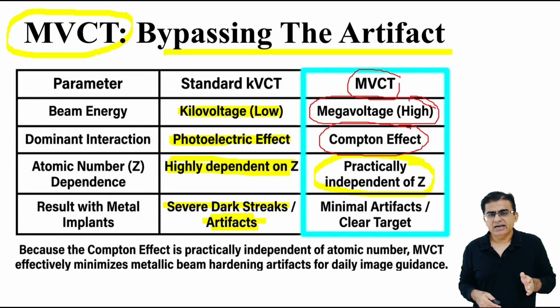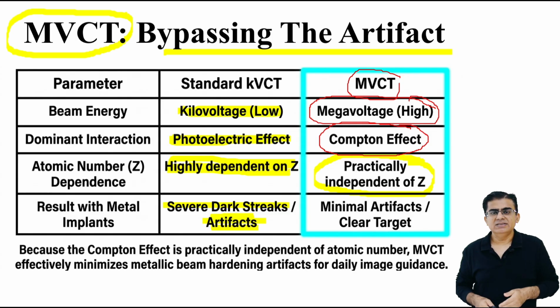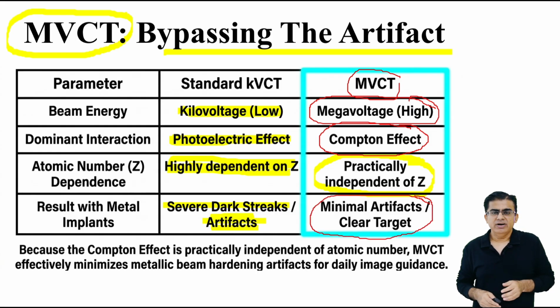It simply does not care that the metal implant has a very high atomic number. Because it ignores the heavy metal, the radiation safely scatters and passes through without that extreme absorption. Therefore, MVCT effectively minimizes those terrible metallic beam hardening artifacts. It provides a beautifully clear target for your daily patient image guidance. This simple change in physics ensures accurate treatment planning and maximum safety for your patients.